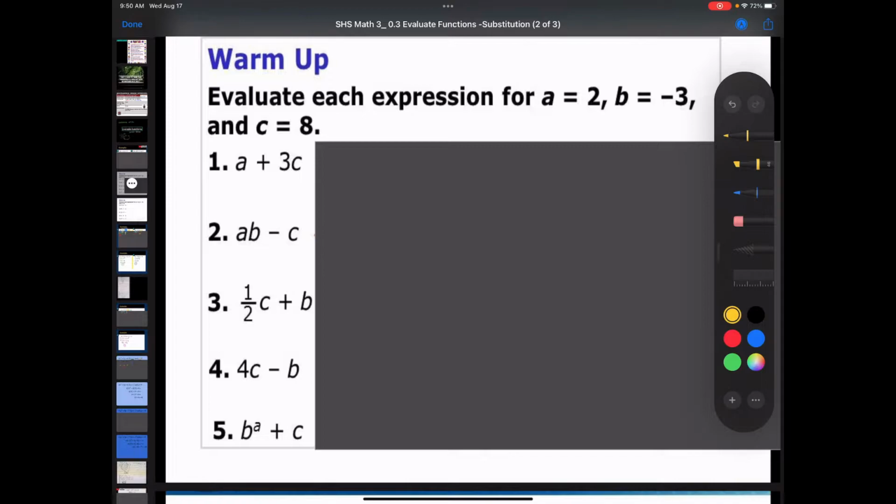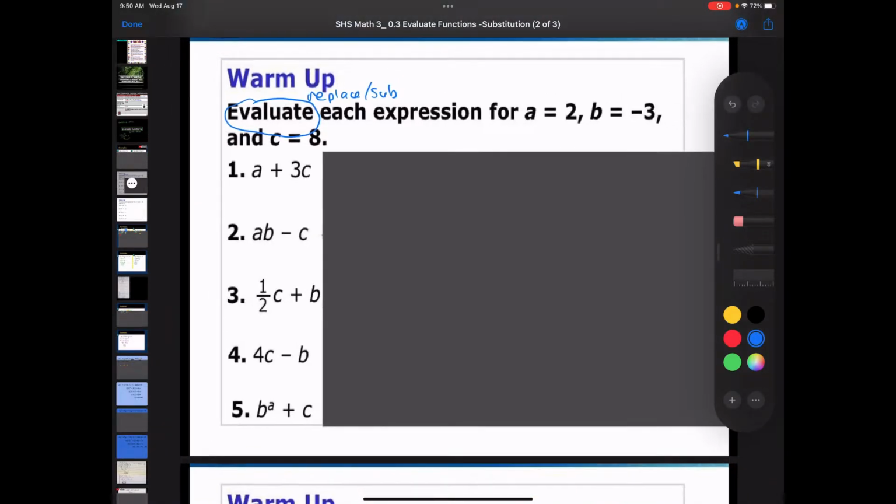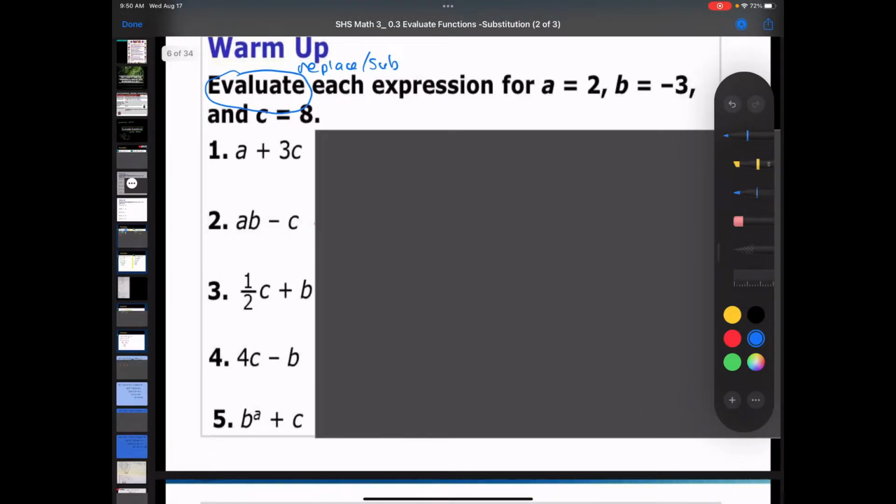Question number 1 tells us to evaluate. Well, we just learned that another word for evaluate is to what? Replace or substitute. Each expression for a equals 2, b equals -3, or c equals 8. So it's kind of like a puzzle piece, and I'm going to try to use my highlighters if you have them, and then we're also going to utilize parentheses.